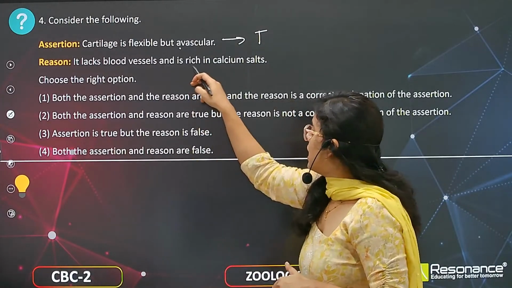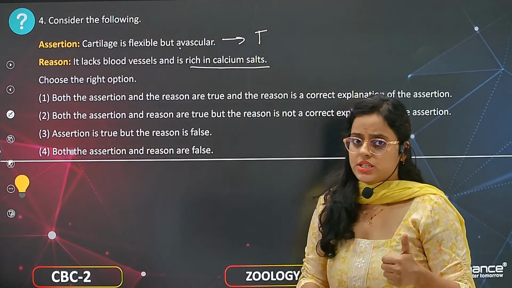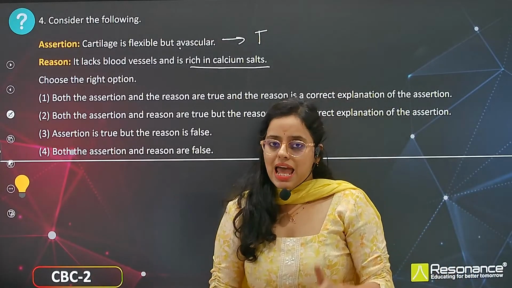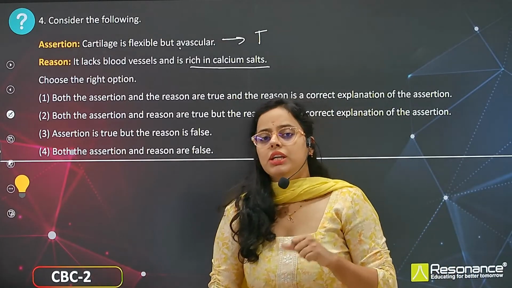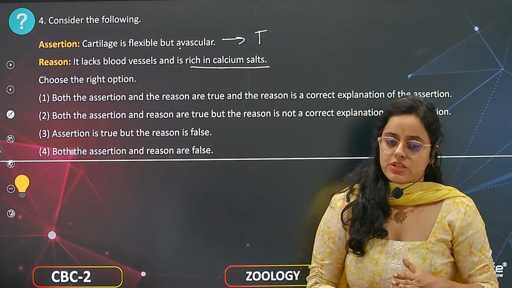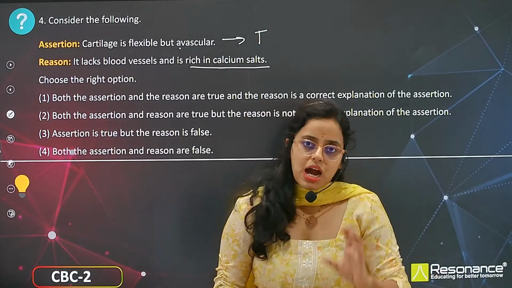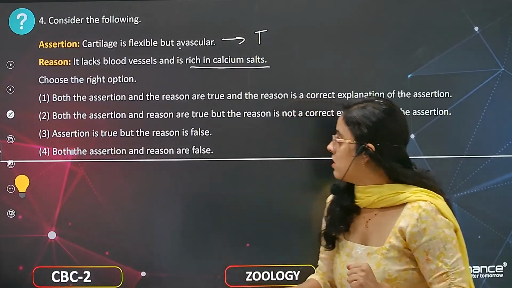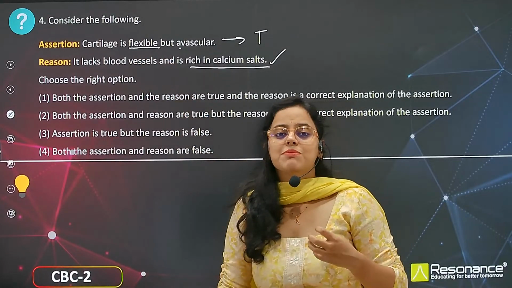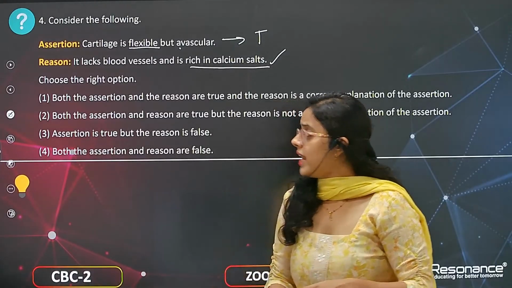And rich in calcium salts. So the reason over here is also true. So cartilage lacks blood vessels and is rich in calcium salts. Like bone, it also consists of calcium salts. The bone has a higher amount of calcium salts, whereas cartilage has a lesser amount of calcium salts. So here the reason should be about flexibility. The flexibility is because of having elastin and collagen fibers. So that was not explained.